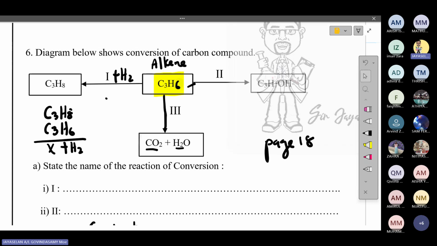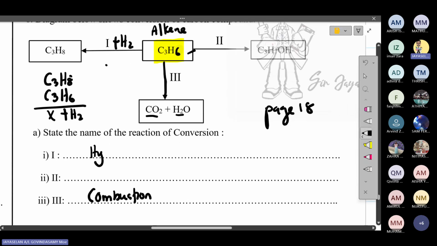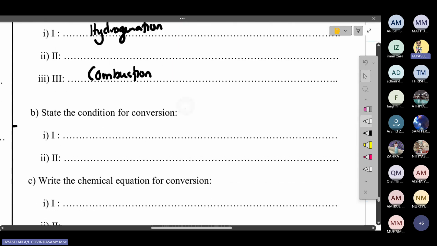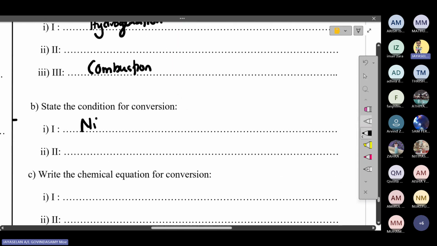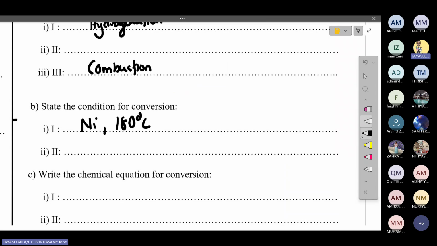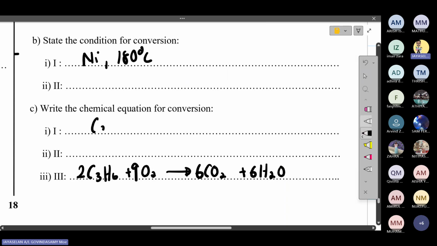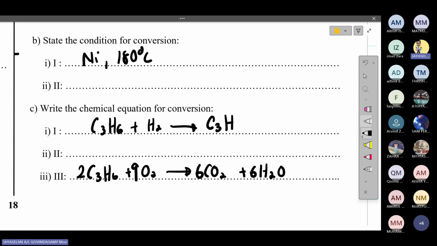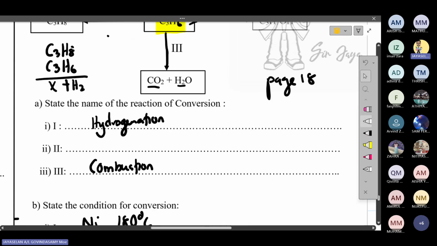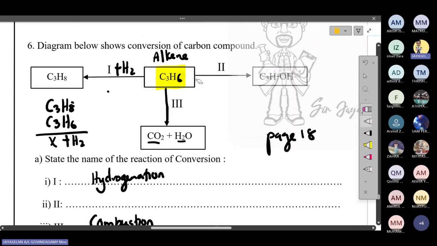What is the name of the reaction when they add hydrogen gas? It is called hydrogenation. In hydrogenation, what is the catalyst needed? Nickel. What is the temperature? 180 degrees Celsius. How to do the equation? C3H6 plus hydrogen gas, you will get C3H8. Okay, all correct. Now I go and do the next one.